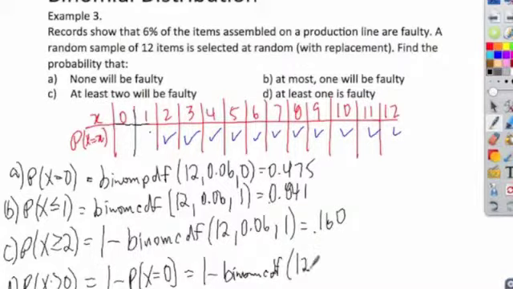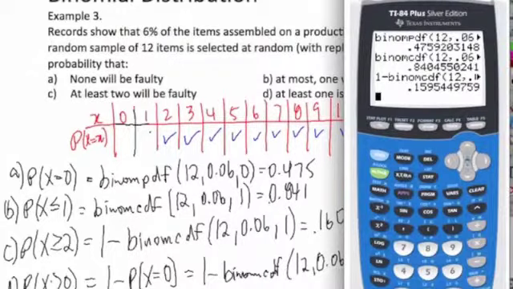and again the number of trials is 12. Probability of success on each trial 0.06. And we want the calculator to stop adding at 0. Actually, in this case, you can use either binomCDF or binomPDF. Both will work. And again, this calculation you can do fairly simply with the binomial distribution formula. All right. We'll just do it with the calculator here.